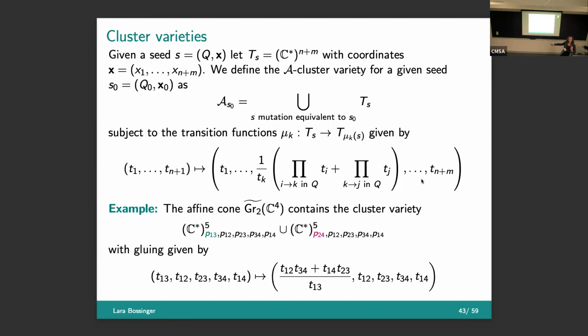Oh, I see. Also in the gluing, everything is non-zero. It covers the big open cell inside the Grassmannian where no coordinate vanishes. Yeah.